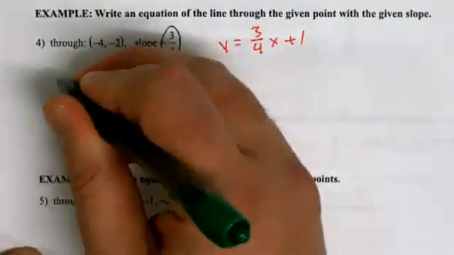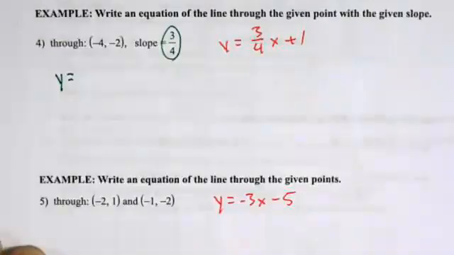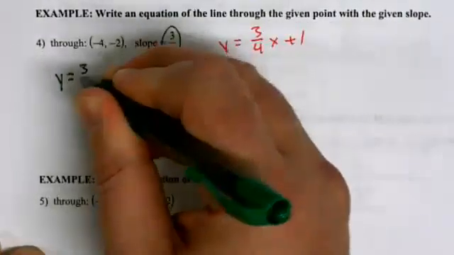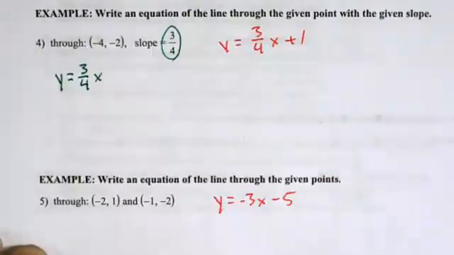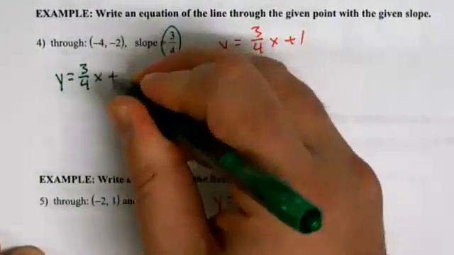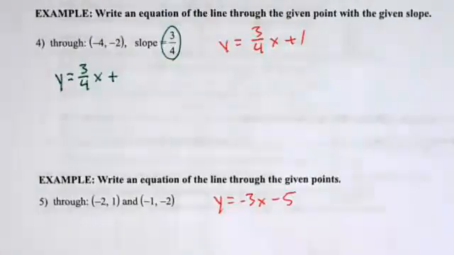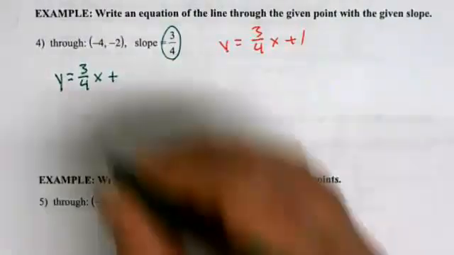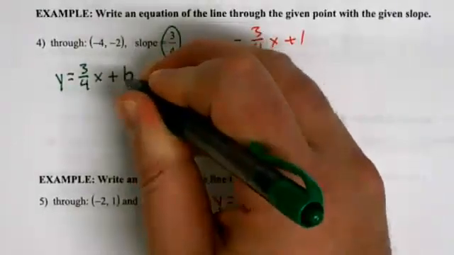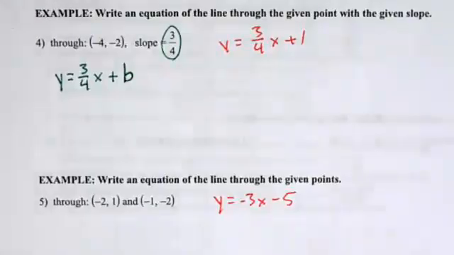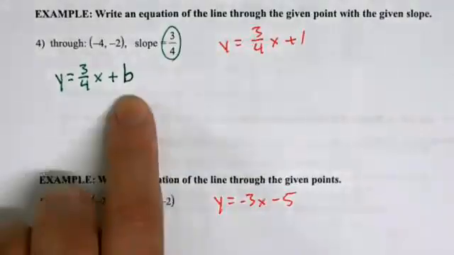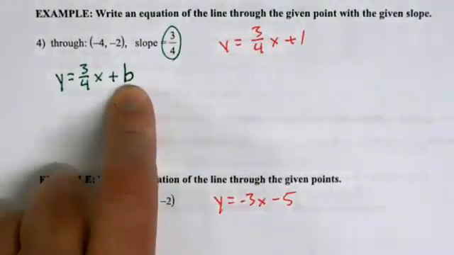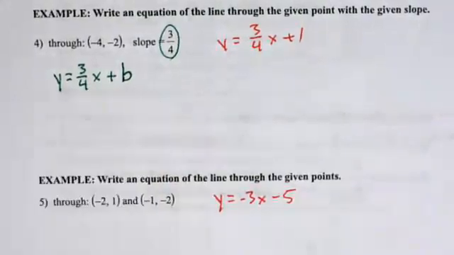So let's write as much of the equation as we can. Y equals, we know our slope, so we'll put that in, 3 over 4x. And then usually I would have plus some number here. I don't know what the number is, so I'm going to leave it as the variable. I'm going to call it b. Why am I calling it b? I'm calling it b. If you have another letter you'd rather use, though, feel free to use it. Don't use x or y, though, because we've already used those. I'm calling mine b.